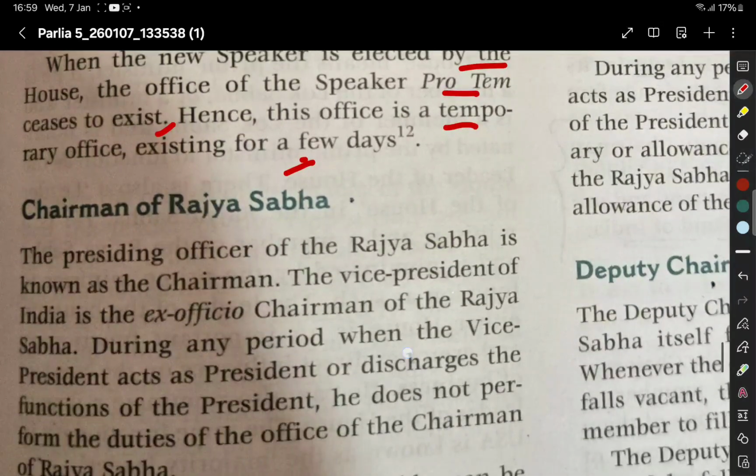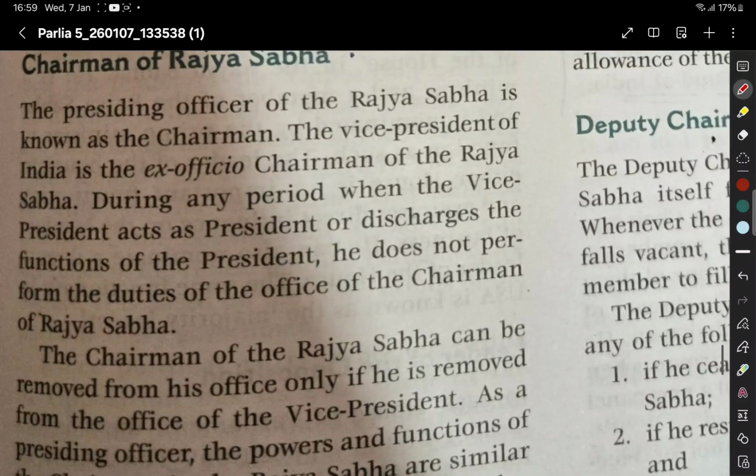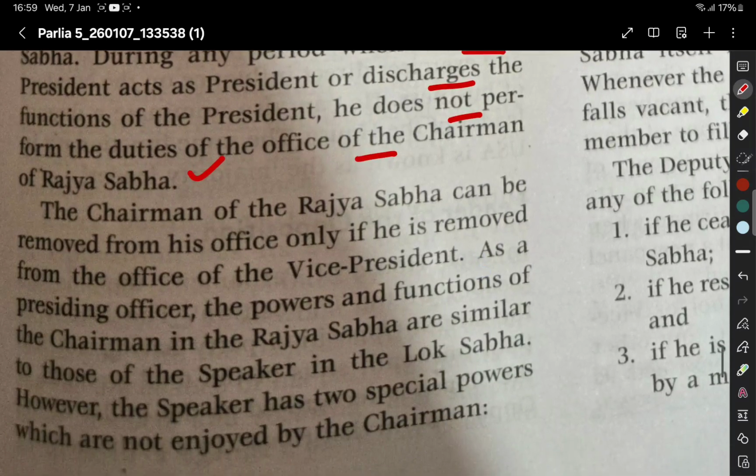Chairman of Rajya Sabha. The presiding officer of Rajya Sabha is known as the Chairman. The Vice President of India is ex officio Chairman of Rajya Sabha. During any period when the Vice President acts as the President or discharges the functions of the President, he does not perform the duties of the office of the Chairman of the Rajya Sabha. The Chairman of Rajya Sabha can be removed from his office only if he is removed from the office of Vice President.